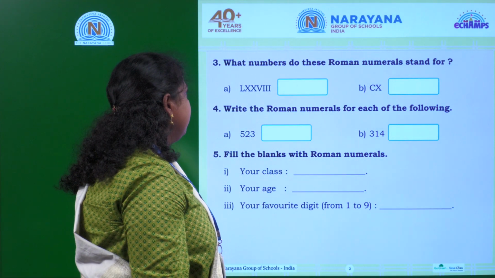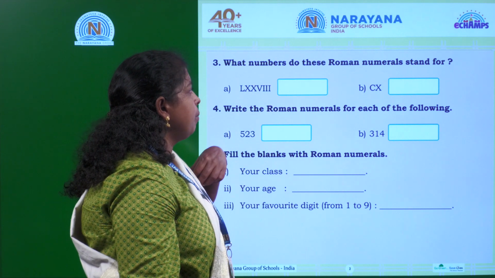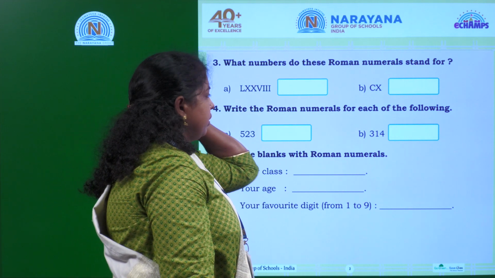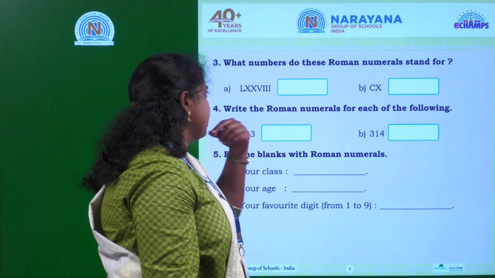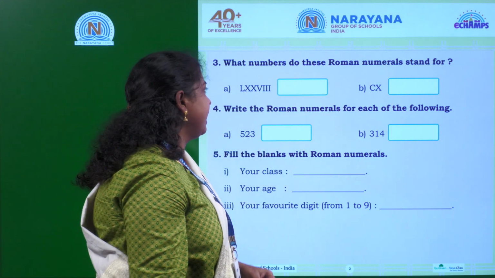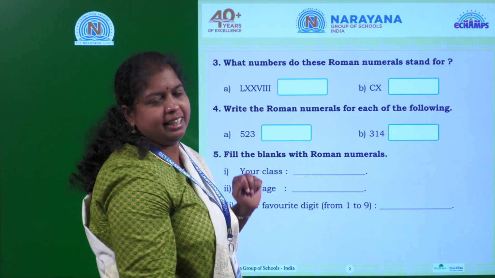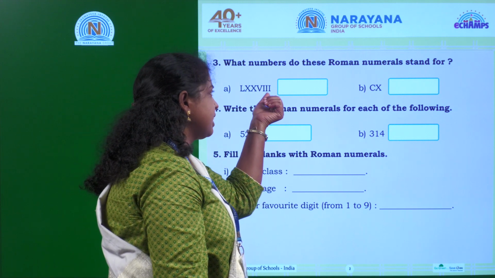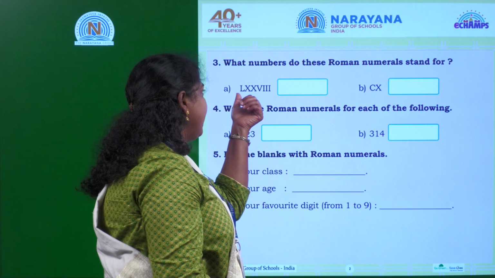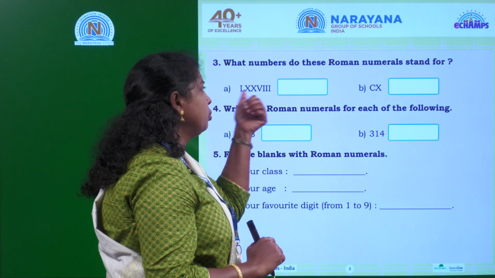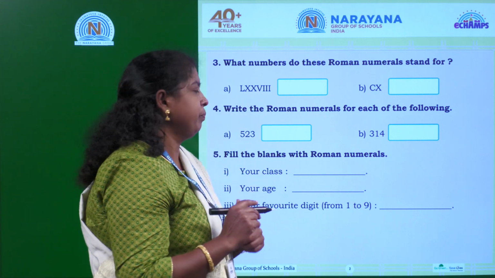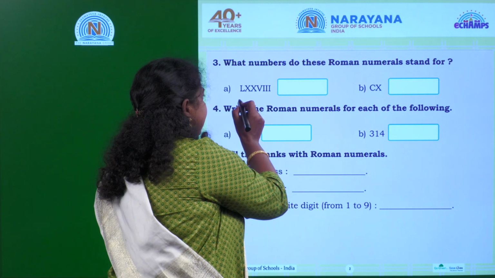What is the next one? What numbers do these Roman numerals stand for? There are some Roman numerals. What are the Roman numerals provided? L, X, X, V, I. Okay, how many times I was written? 3 times. L 1 time, X 2 times, V 1 time, right. So, what number you will get here?